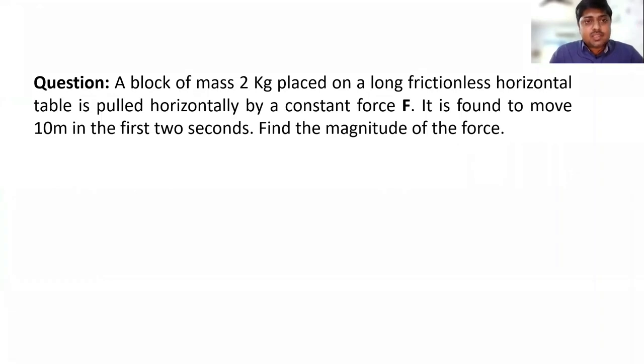Our first problem is a block of mass 2 kg placed on a long frictionless horizontal table, pulled horizontally by a constant force F. It is found to move 10 meters in the first 2 seconds. Then find the magnitude of the applied force.